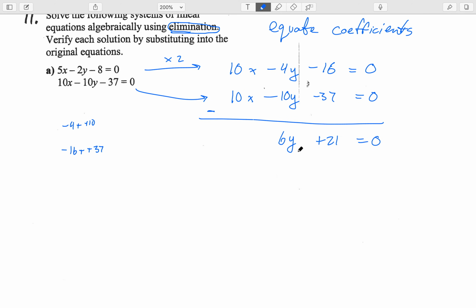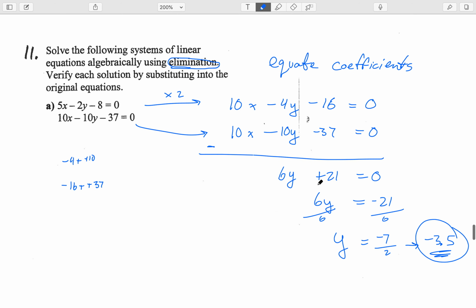Let's solve. 6y plus 21 equals 0. Subtract 21 from both sides, it's minus 21. Divide by 6. So y is equal to, I can take out 3, negative 7 over 2. This is negative 3.5.